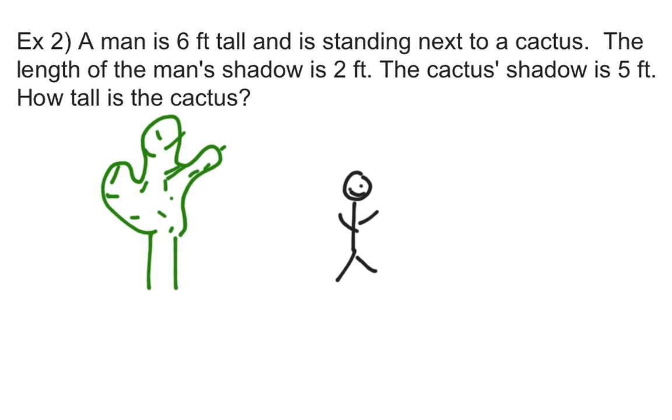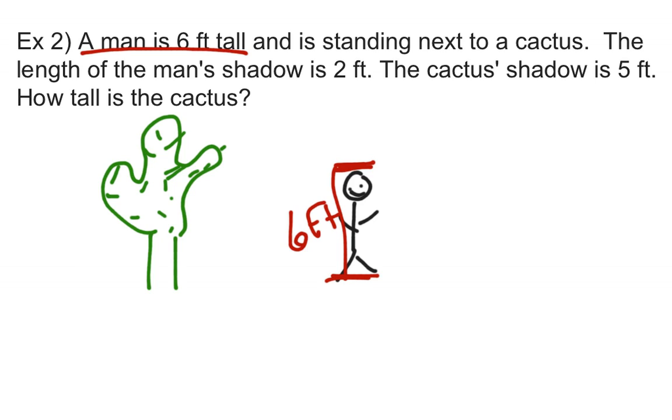And here's what I know. I know that it says that the man is 6 feet tall. So that means from the top all the way to the bottom here, 6 feet tall. Okay? Let's see what else it says. It says the length of the man's shadow was 2 feet.